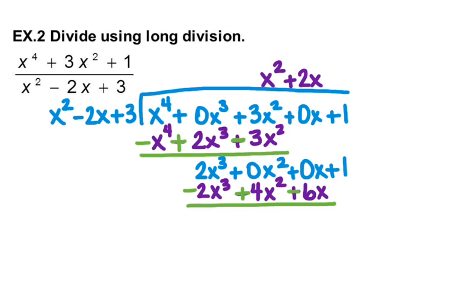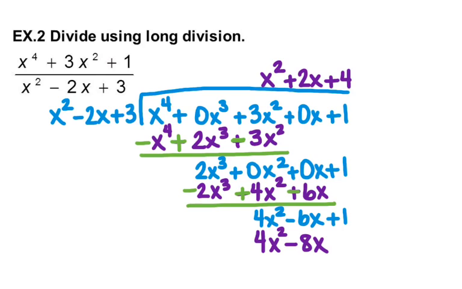Okay, so my cubes cancel. I'm going to have 4x squared minus 6x plus 1. So again, I need to figure out x squared times what equals 4x squared. So that's going to be plus 4. Multiply 4 times everything on the outside. So that's going to give me 4x squared minus 8x plus 12. Draw the line and change all the signs. X squareds cancel. I'm going to have 2x minus 11.